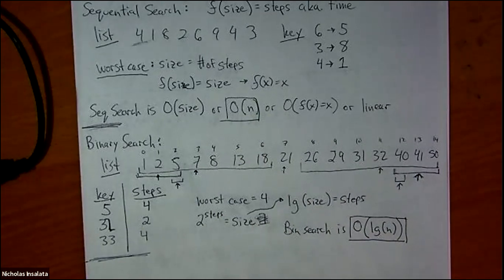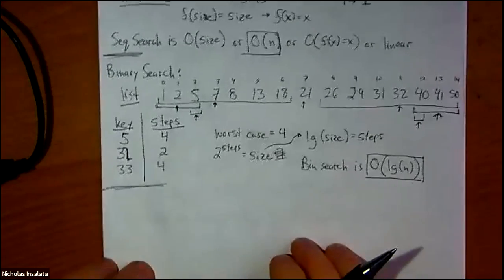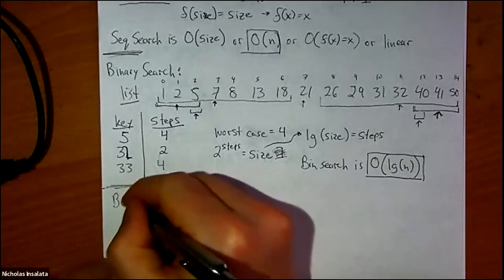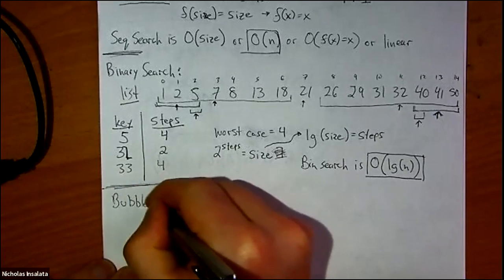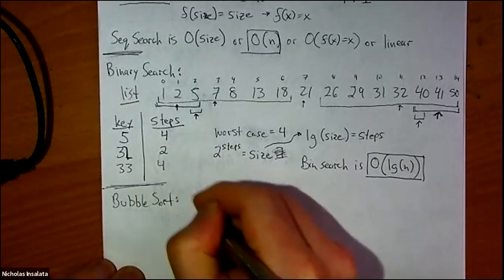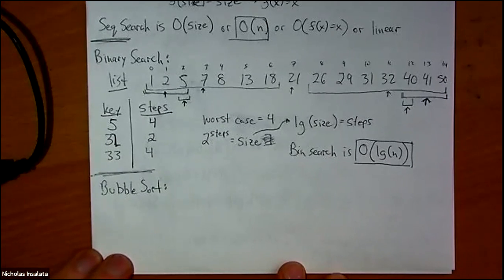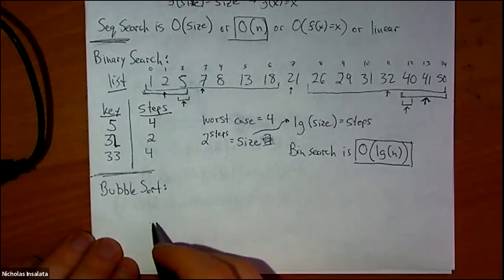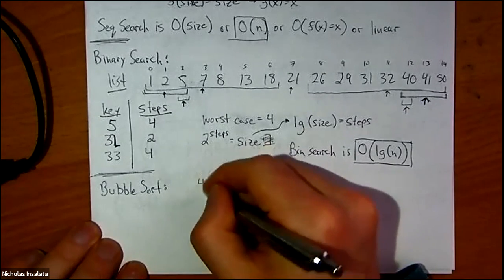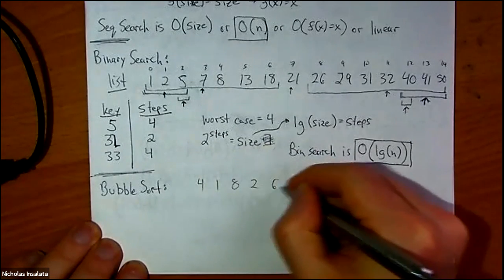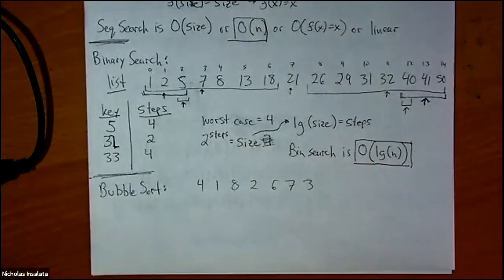So now let's try some sorts. We'll do a couple of sorts and compare those. Yeah. So let's start with bubble sort. Okay, so let's say that I now have an unsorted list, right? So I'll throw a list up here. Let's do 4, 1, 8, 2, 6, 7, 3. Okay, good enough. So I've got a list. I want to bubble sort it. How does that work?